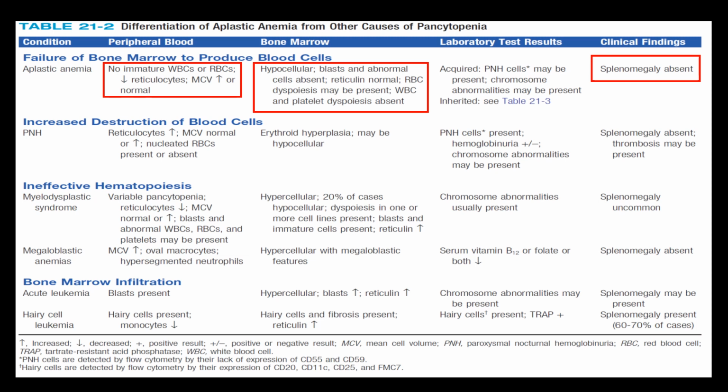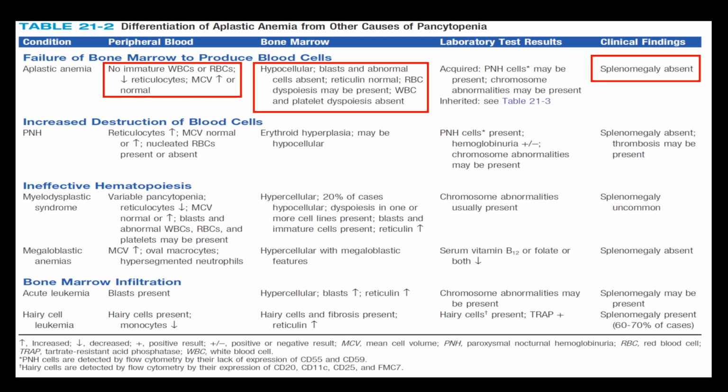So again, there would be no immature WBC or RBC because in aplastic anemia, there would be pancytopenia. The bone marrow also presents with hypocellularity as compared to the other differential diagnoses, in which they exhibit erythroid hyperplasia in PNH, hypercellularity in MDS and megaloblastic anemia, the same as in acute leukemia and hairy cell leukemia. For the clinical findings, strikingly, for aplastic anemia, splenomegaly is usually absent, when we compare it to the other differential diagnoses in which splenomegaly may be present.